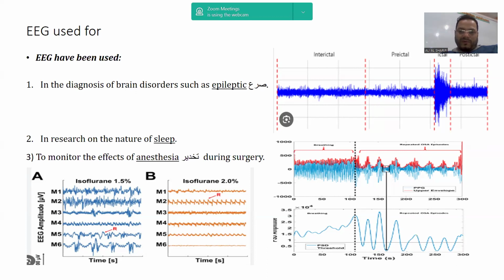and it's very painful. Another use of EEG is in research on the nature of sleep, and the last one is to monitor the effect of anesthesia during surgery. Anesthesia is a great and very important department in your patient's life.